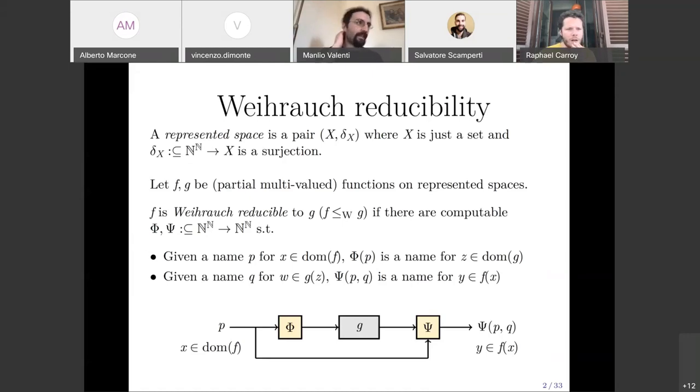So let's say the take-home message here is that you work with names. This is a critical point, and we'll see in a bit that it will really come into play. Let me just quickly mention that if you don't allow access to the original input, then we talk of strong Weihrauch reducibility. We use this symbol here. It just means that the backward functional is not allowed to have access to the original input.